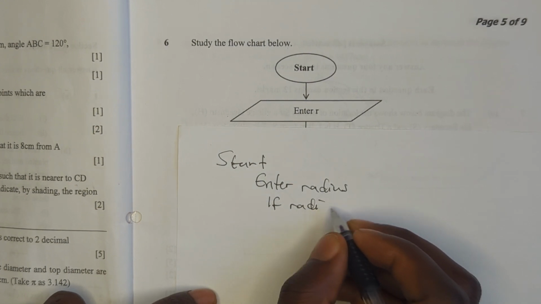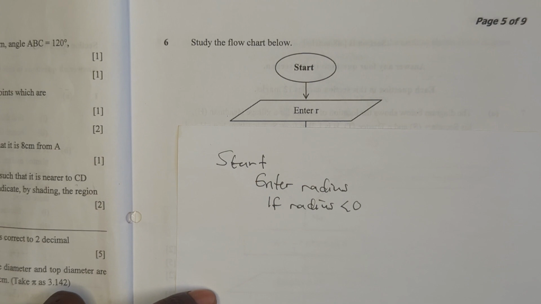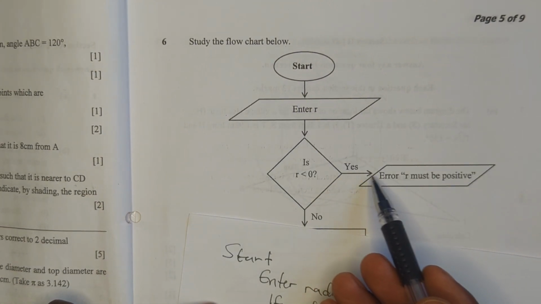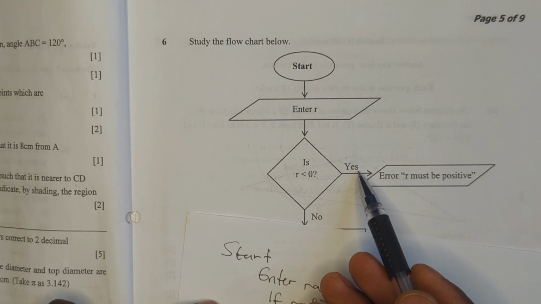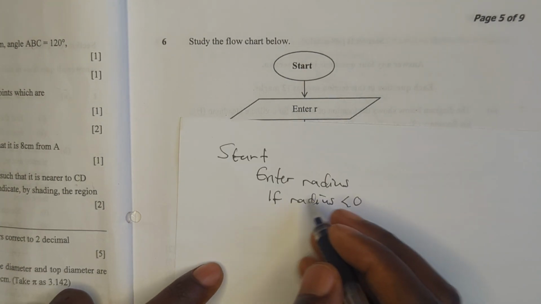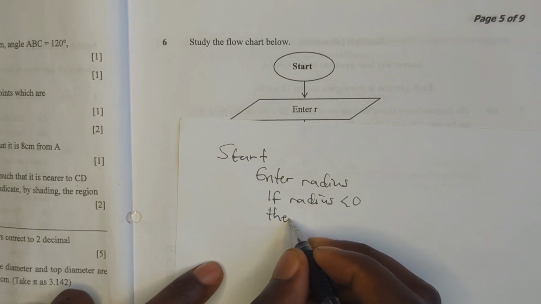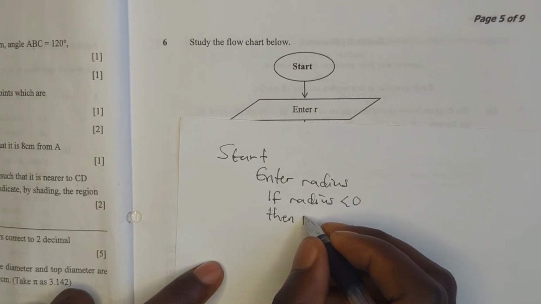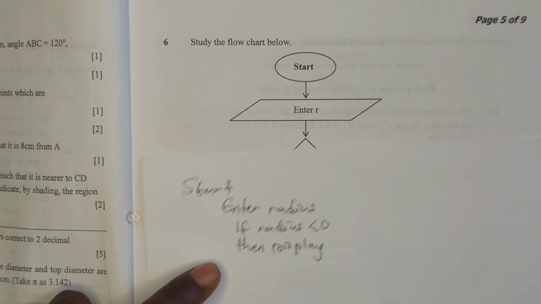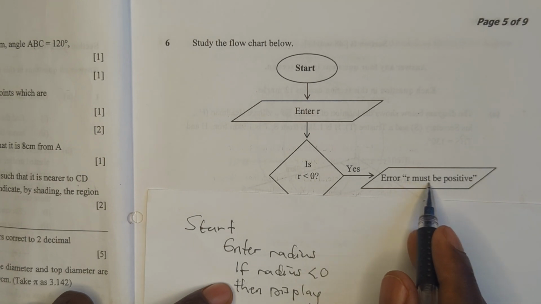radius less than 0. Then if it is less than 0, here they are saying yes, then display. What are we displaying? Error, which is R must be positive.